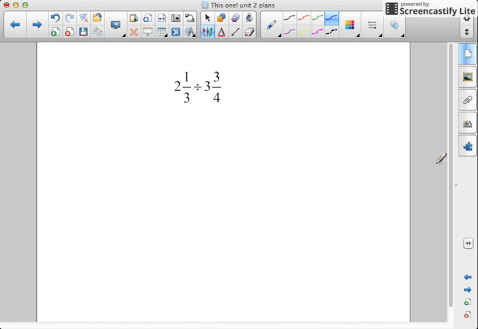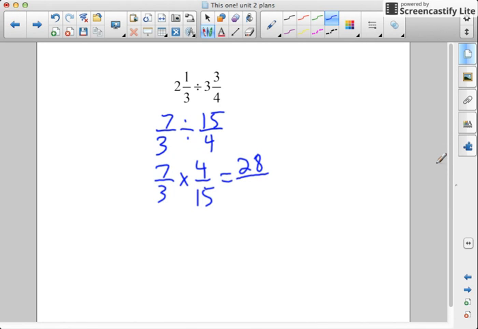Do one more here. So this is 7/3 divided by 15/4. So switch it to 4 over 15. Check if you can cancel. You can't on this one. So I'd get 28 over 45.